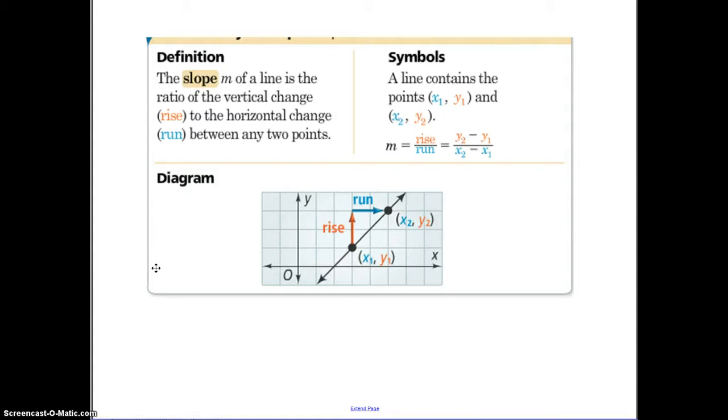So first thing, let's go over what is slope. Slope is a ratio for your line that compares your vertical change to your horizontal change. So it's the vertical change, which we call our rise, compared to our horizontal change, which we call our run. If you remember, it's rise over run. You could find your vertical change from y2 minus y1, and your horizontal change from x2 minus x1. Alright, so that was slope.